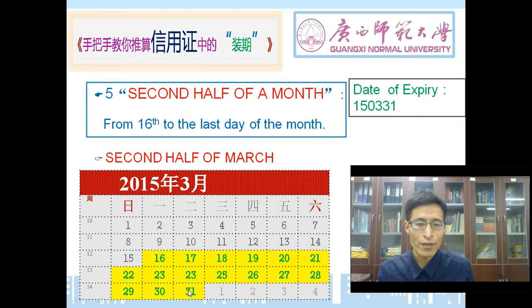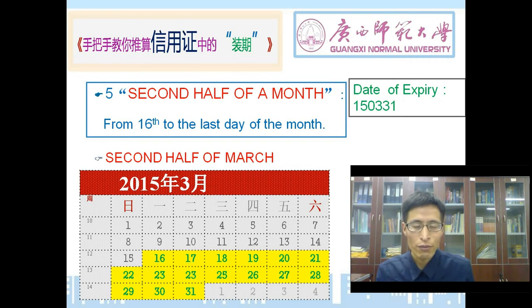Here, why is that the last day? Because in the month of February it may have 28 days or 29 days, and other months may have 30 days or 31 days. So we don't specify the specific days. Here we just use the last day.